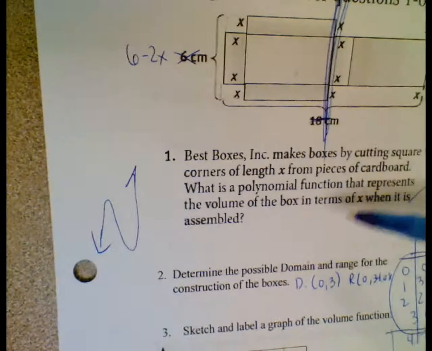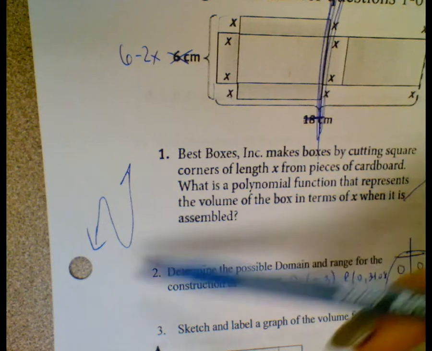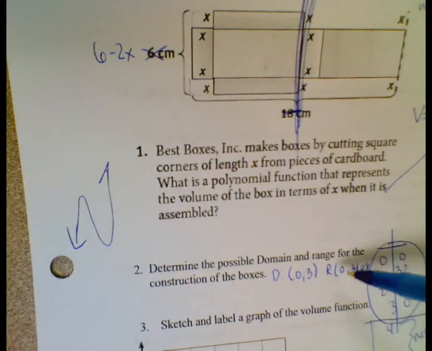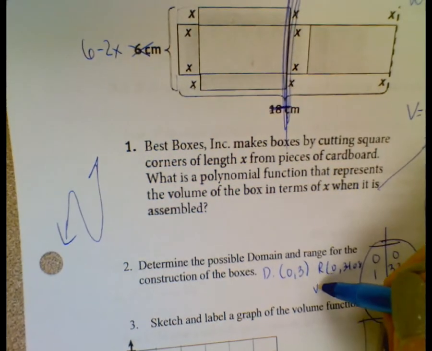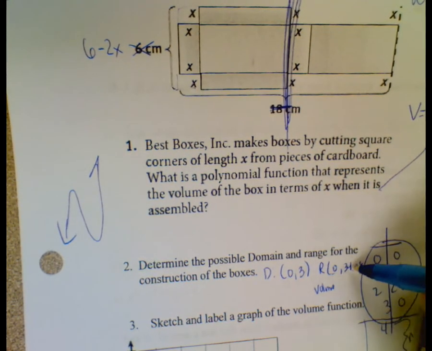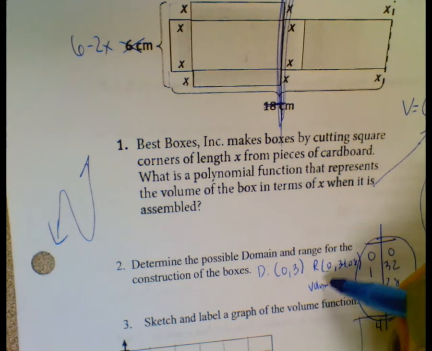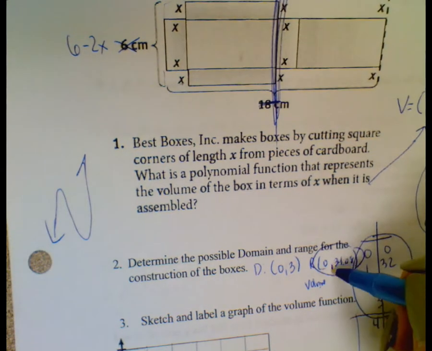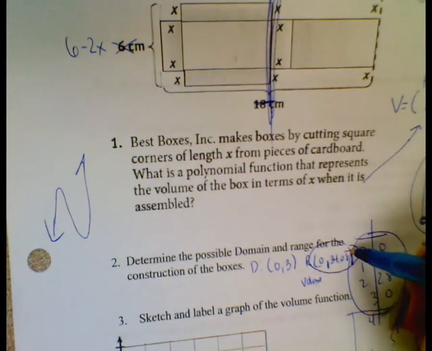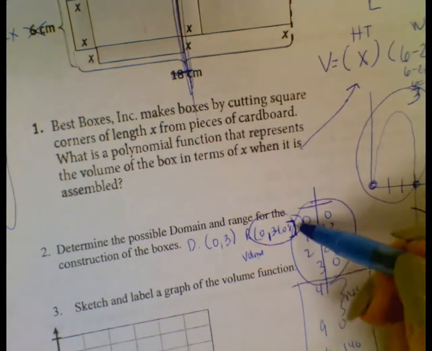But it says determine the possible domain and range for the construction of the boxes, not just for a graph, for the boxes. So range, representing the volume, is anywhere from 0 to 34.08. It's not going higher than that, okay? So we're talking about the box, not just a general cubic graph. So 0 to 34.08 is the range. And I would actually put a bracket. Well, it's a repeating decimal. It's an irrational number, but I'm still going to put a bracket there.